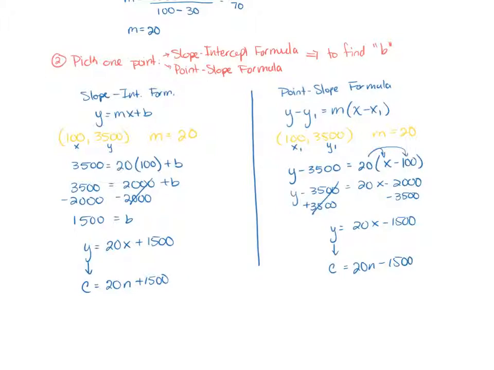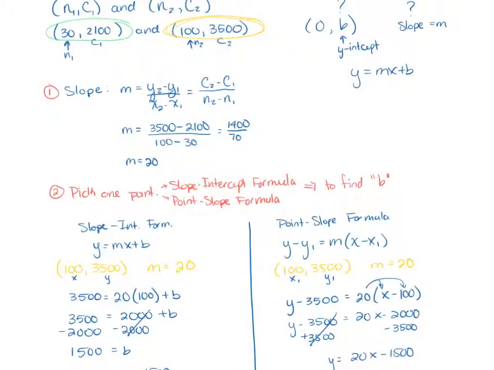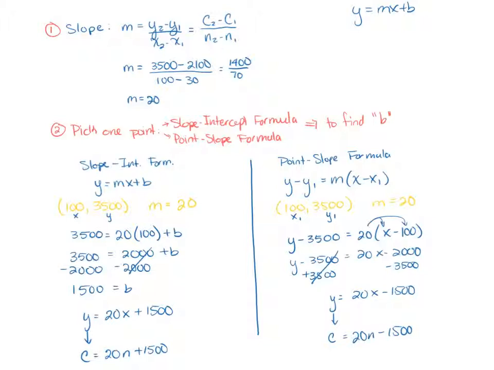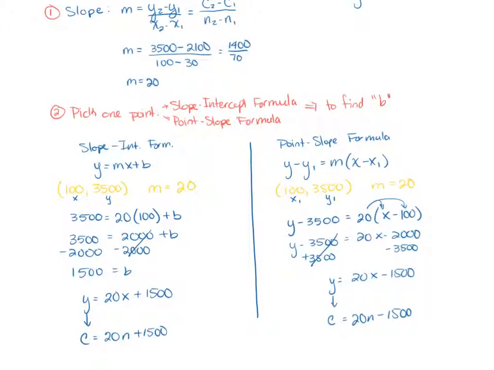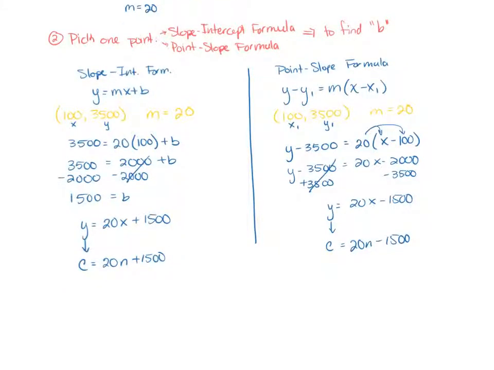Okay, so that's how you would go about writing the equation of a line when you have 2 points and neither of those points is the y-intercept. So it's just 2 steps. Find the slope and then pick a point and then use either the slope-intercept formula or the point-slope formula to come up with the actual equation of that line.